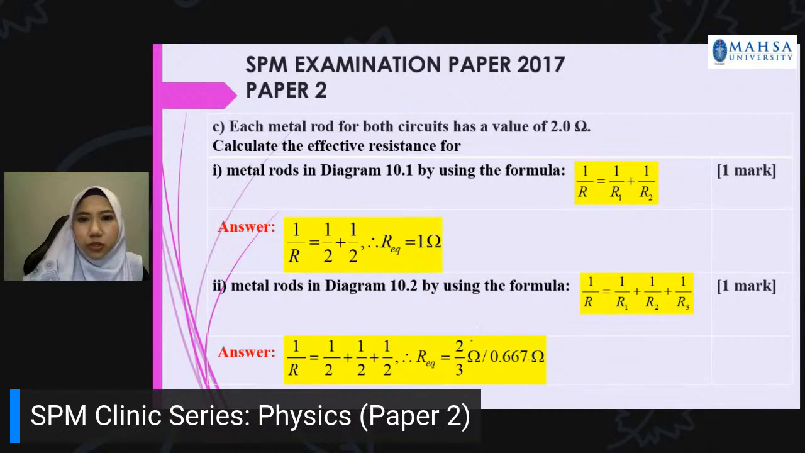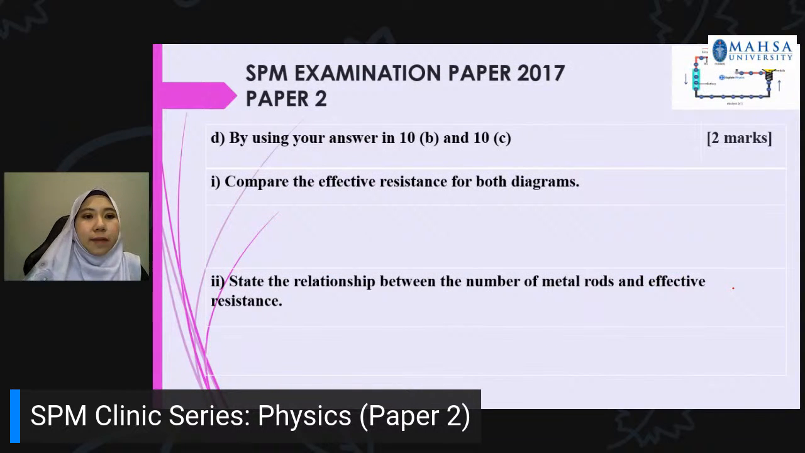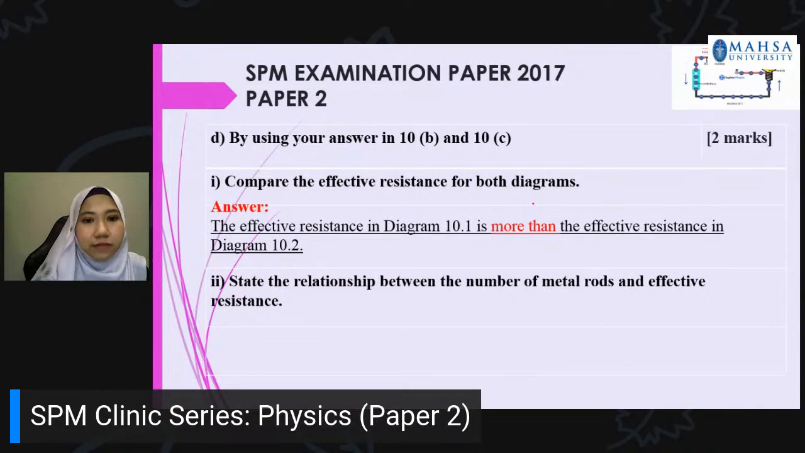So each answer you got correct, you got 1 mark here, and then one mark. Next, by using the answer in question 10B and 10C, the previous answers, compare the effective resistance for both diagrams. So let's do the answer. The effective resistance in diagram 10.1 is more than, which is you got 1 ohm. The effective resistance in diagram 10.2, which is the value of the effective resistance for the metal rod in 10.2, is equal to 0.667 ohm.